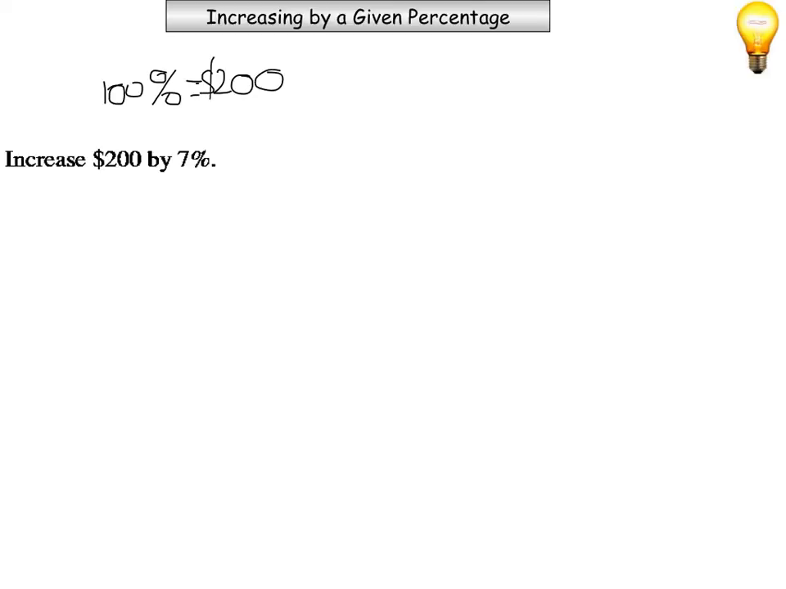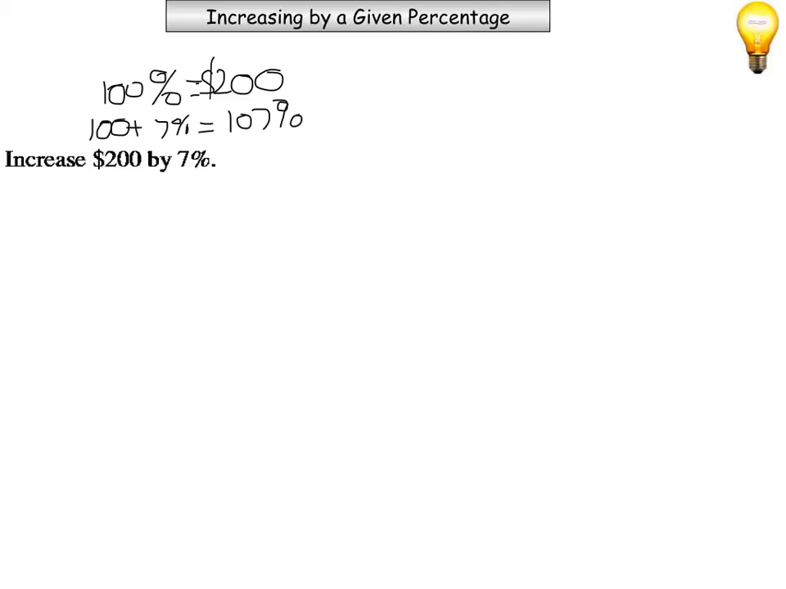Okay, so the key to understanding this is that if we're increasing it by 7%, that means that we're going to have 100 plus 7%, which gives us 107%. So, key word here is that we're increasing, so that means the number is actually going to get larger. Now there's two ways that you can do that.